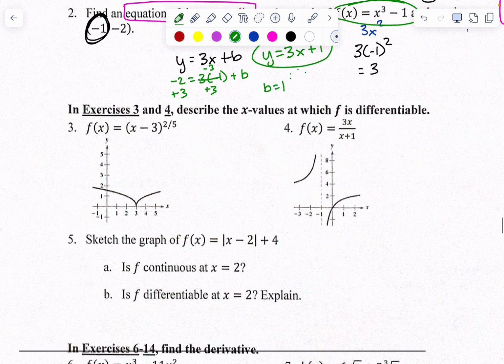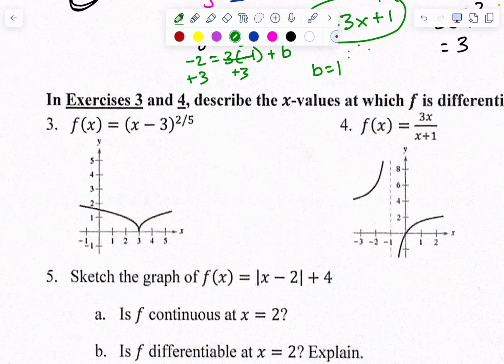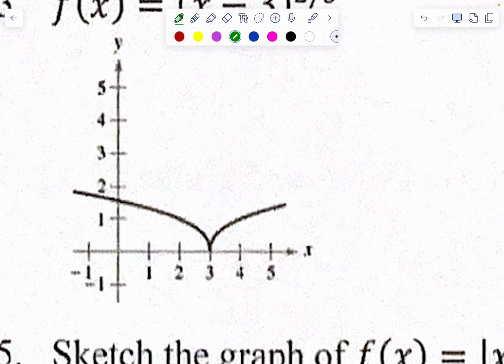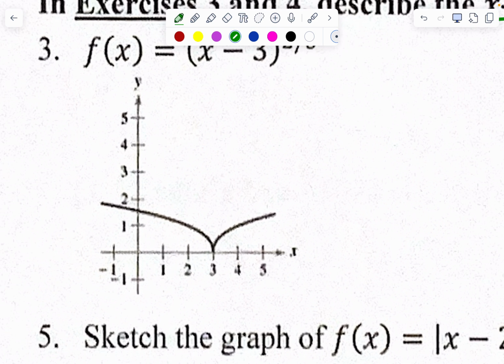Fine. Number 3. Okay, let's talk about this word because you're going to get to this word and you're going to think that word is made up, and it's not. Describe the x values at which f is differentiable. What does differentiable mean? Able to take the derivative. So where are you able to take the derivative? Everywhere except for 3. Why not? Because it's a sharp point. You can't find the derivative at a tip because if you're trying to find a tangent, which one of those is my tangent line? I don't have a tangent line, right?